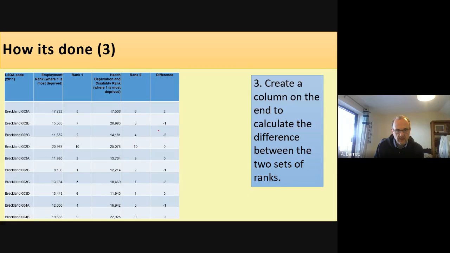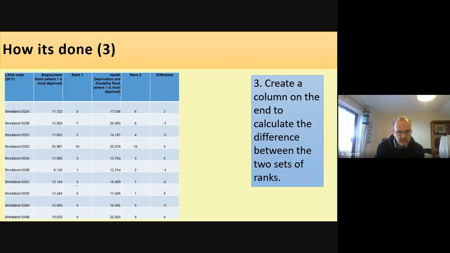What you then do is you've got your 2 rank orders now, rank 1, rank 2. You then need to calculate the difference between these two. So you simply take rank 2 from rank 1. So 8 minus 6 is 2, 7 minus 8 is minus 1, and so on, all the way down. You'll notice that these numbers are quite small, which might give you a clue about what the result's going to be.